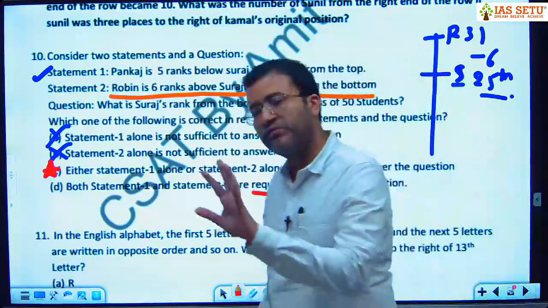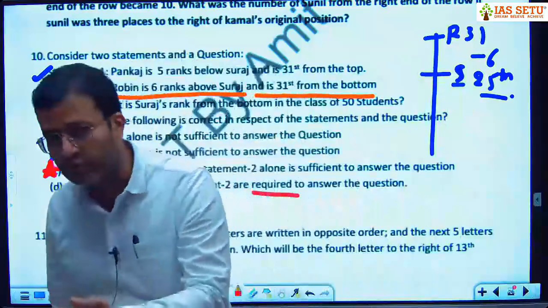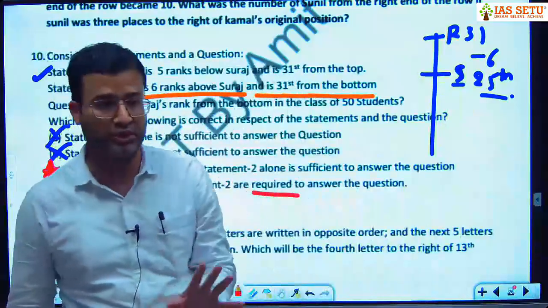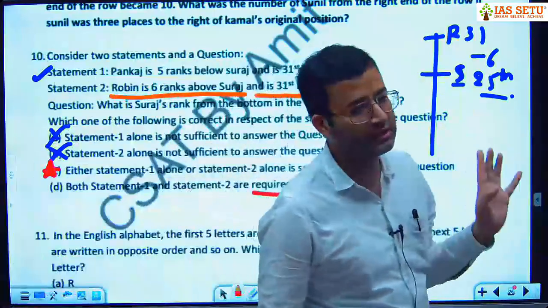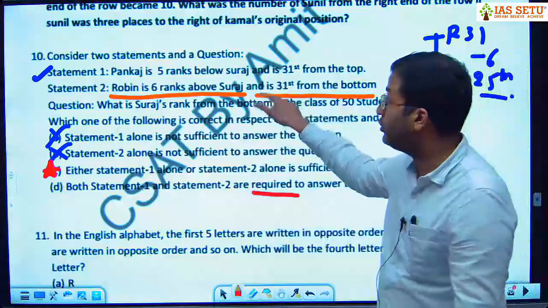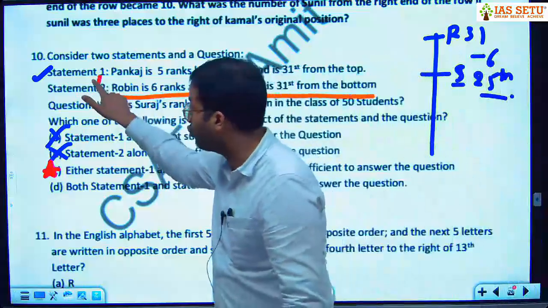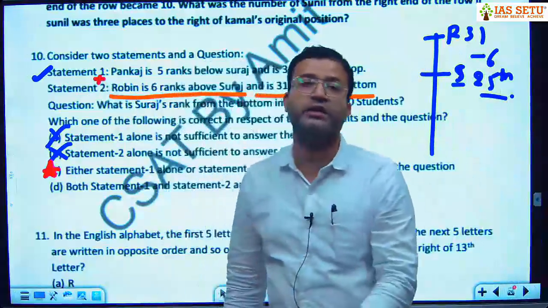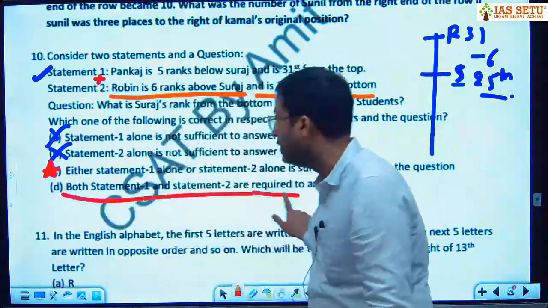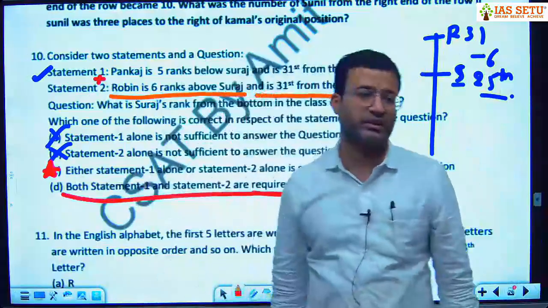See here, if there is a marriage, either you alone go or your father alone go, that is sufficient. There is no compulsion, then only one is required. But if there is a compulsion in a question, both together are required, then only we get the answer. Otherwise, we are not able to get the answer, then we mark answer D. Otherwise, C is the answer in this question.